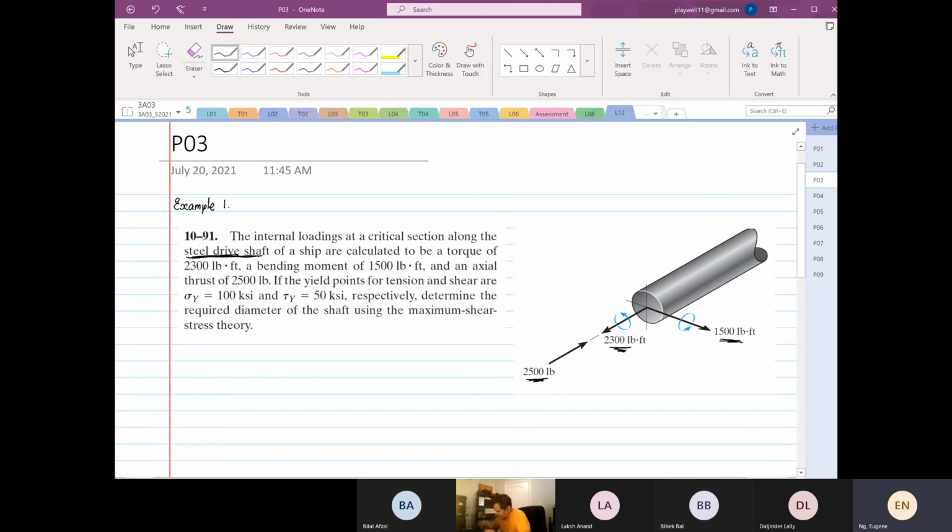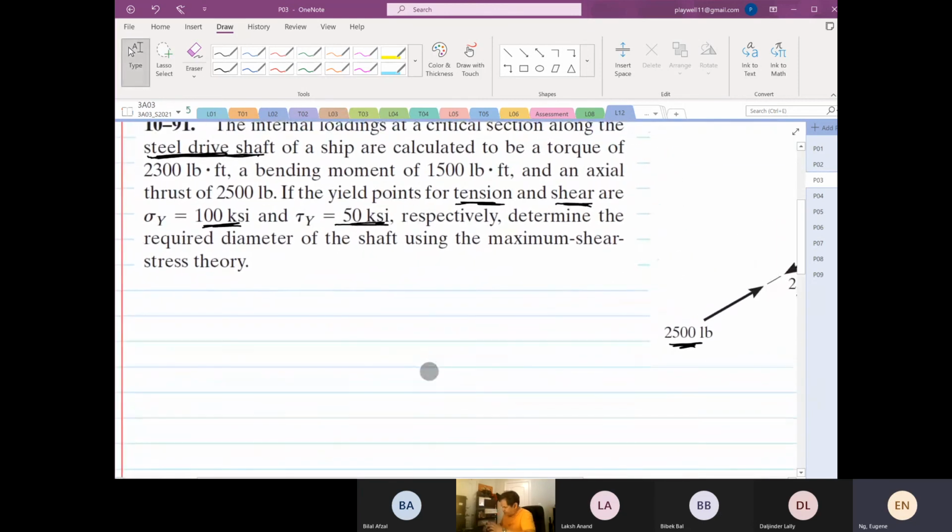Now, given that the yield point for tension is at 150 KSI, and the shear is at 50 KSI, determine the required diameter of the shaft using the maximum shear stress criteria. Okay, so this is the problem that we are going to solve. This is a typical question that you'll get in the real life engineering world.